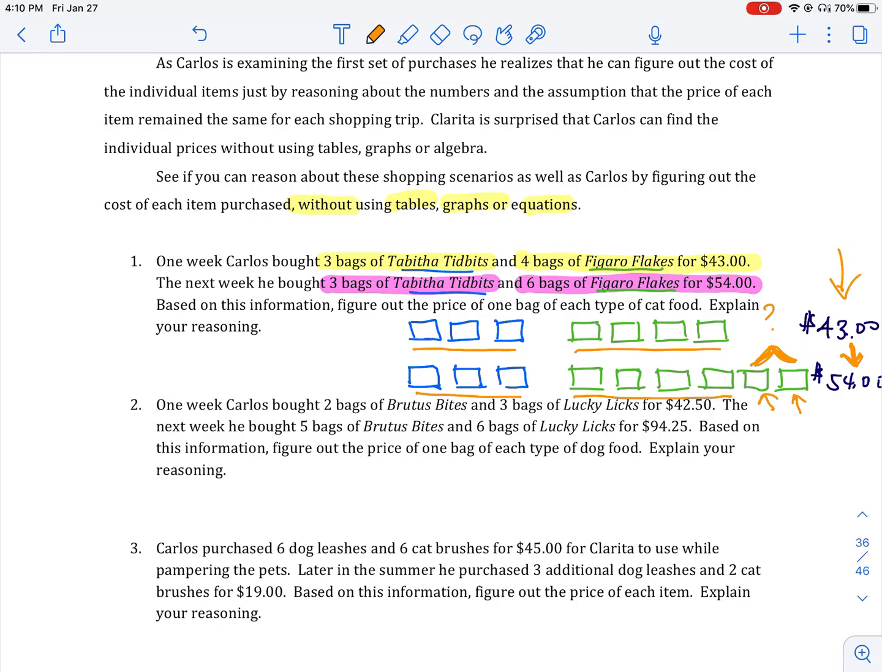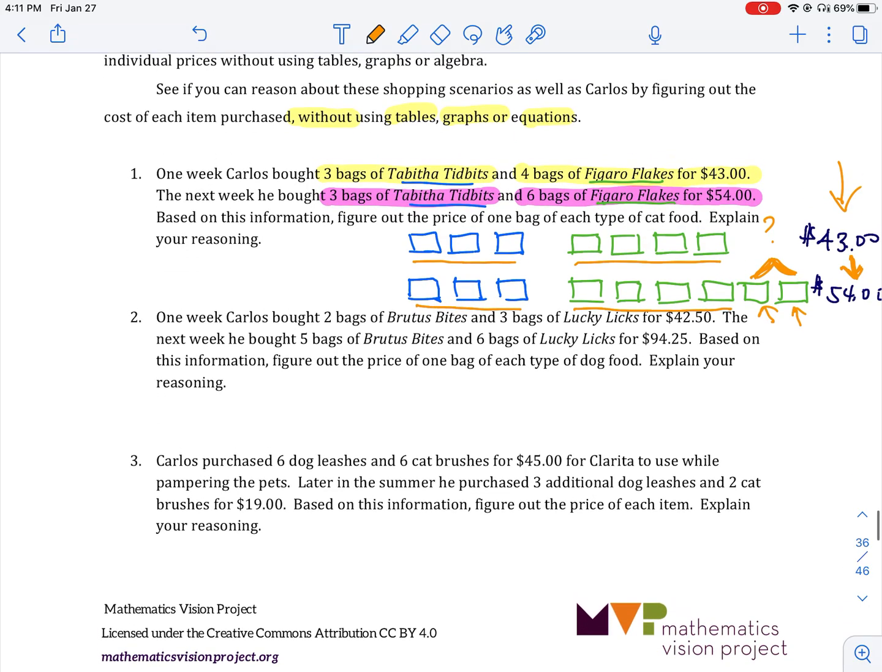As you read through the other problems, you will see a very similar scenario. Maybe drawing a picture helps you, or maybe just visualizing the situations helps you. For this one, you should be able to figure out for sure the price of the Figaro Flakes. And once you figure out the price of the Figaro Flakes, you should be able to do some more math to figure out what the price of the tidbits is. So try and figure that out. That's all you're doing: using the information that's given, you should be able to figure out how to do that.